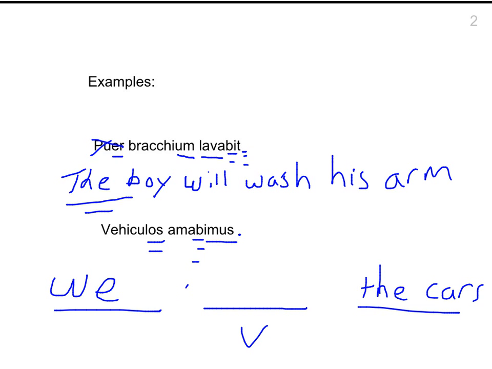Future. So we will love the cars. We will love the cars. Somebody might say, well, who would ever say that? Well, if you're going to the car show or something to that effect, somebody might ask, are you going to enjoy the car show? And he says, yes, we will love the cars. Well, anyway, hopefully this is helpful. Keep your eyes out for the other tenses.